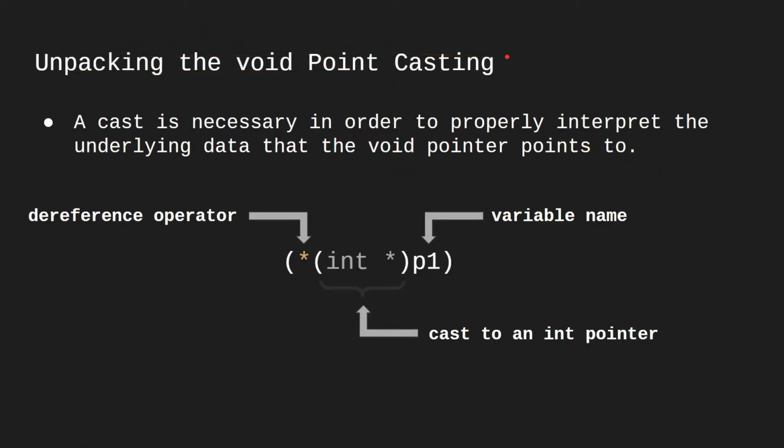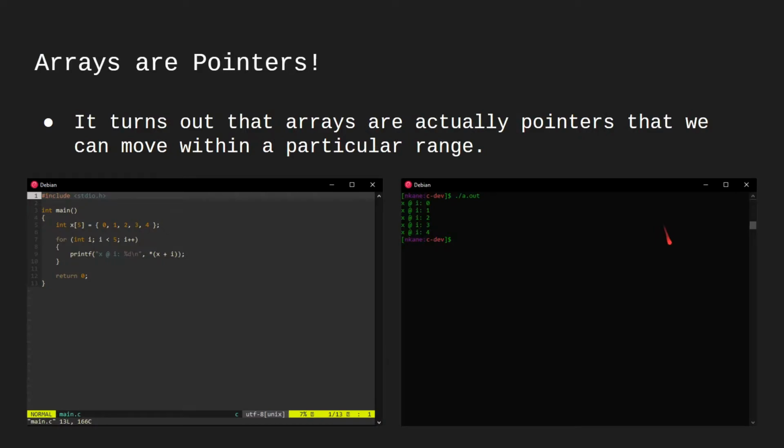So let's go ahead and unpack the void pointer casting. A cast is necessary in order to properly interpret the underlying data of a void pointer. So let's say that we have some void pointer P, and what we need to do is cast it to some type. In this particular instance, we're going to cast it to an integer pointer type, and then we're going to dereference that at the end. Remember that there's a particular precedence when we do these operations. So in this order, what happens is that P gets interpreted as an int pointer and then is dereferenced later as that. So the data is reinterpreted as an integer.